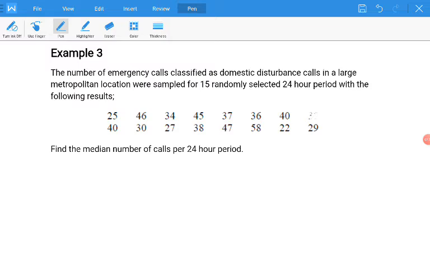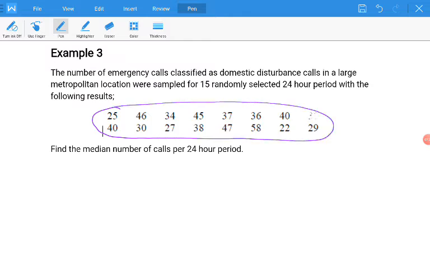So if we order these observations by magnitude, we will get 22, 25, 27, 29, 30, 34, 36, 37, 38, 40, 40, 45, 46, 47, and 58. So just to verify, here I know I have 15 observations.